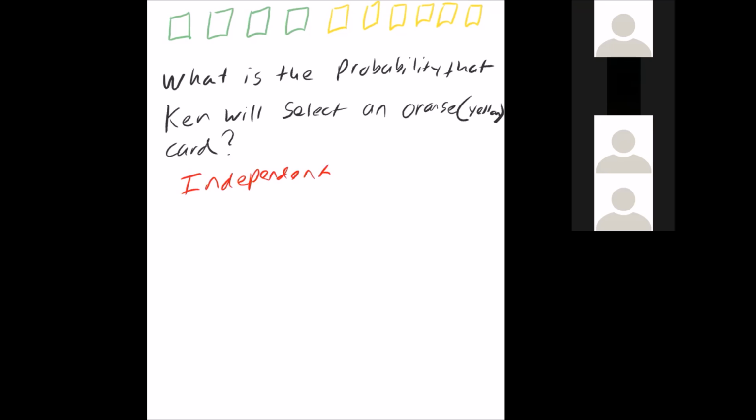Now we have to actually answer the question. What is the probability of selecting that orange card? 6 out of 10. Remember, always simplify when you can. So 6 out of 10 would go to what? 3 out of 5. Or what would that be as a decimal? 0.6. Very good. And as a percentage, it would be 60%. Okay. Are we okay with that one? Yes. All right, so that's independent.